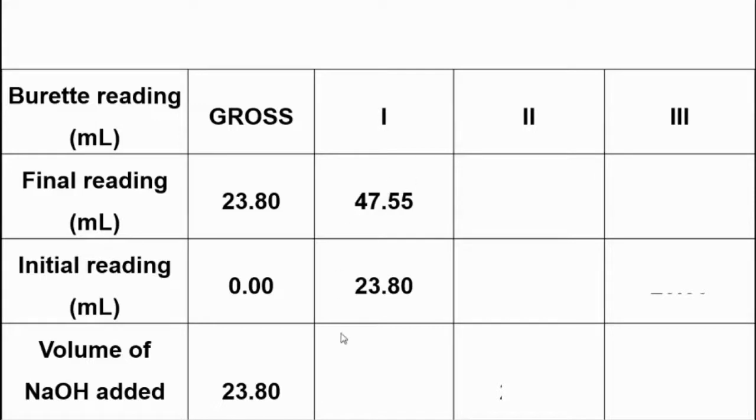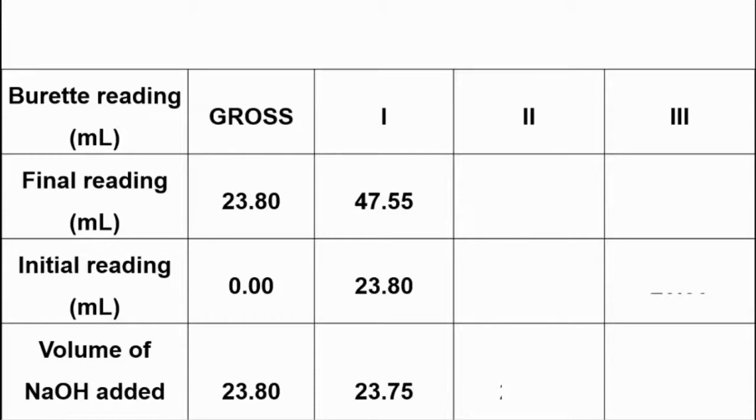So if we calculate this, we are going to get 23.75 ml of sodium hydroxide added. So right now the reading of the burette is 47.55. So do we have enough or not enough sodium hydroxide to be used for the second and third titration? Yes, of course it is not enough. In this case, yes, we need to add more.